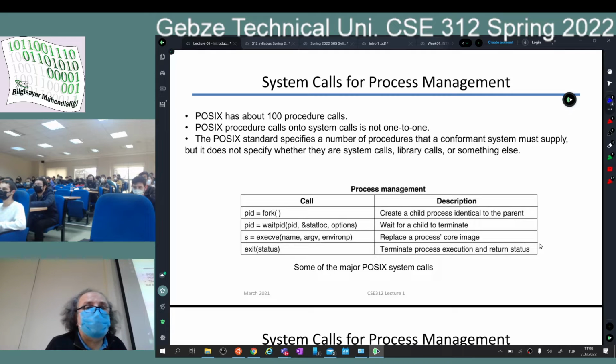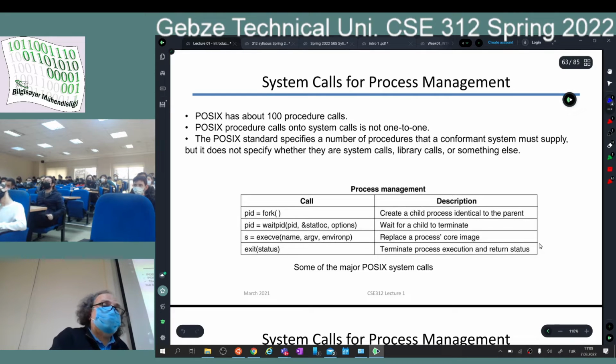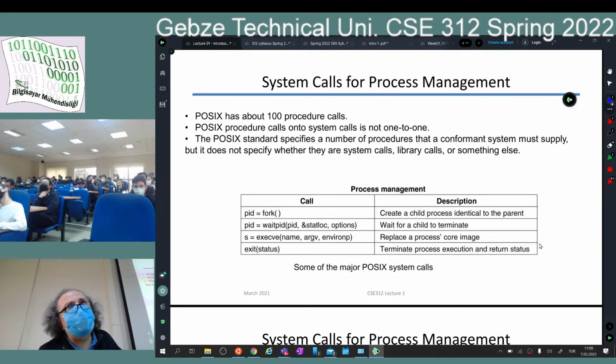Most of the time we are going to look at the POSIX based operating systems. Portable Operating System Interface, POSIX. This is a standard system interface definition, and all the available Unix systems and Linux systems nowadays follow this standard. This standard defines about 100 procedure calls. Procedure calls don't correspond exactly to system calls. Most of the procedure calls are handled by system calls, but they don't have to be handled that way.